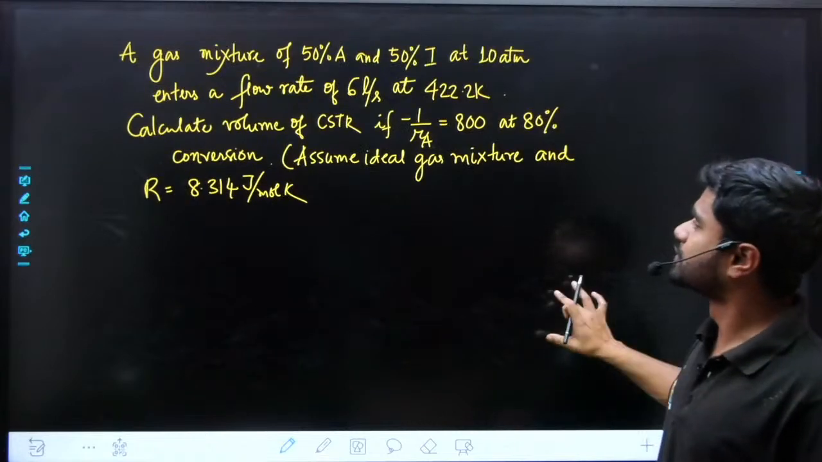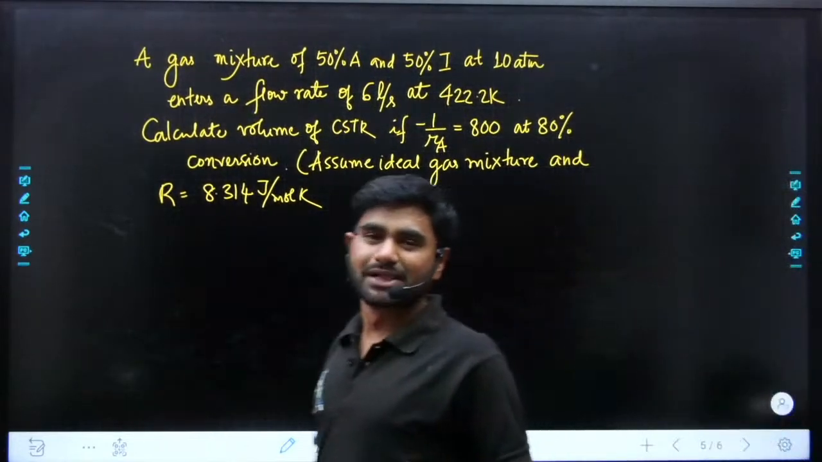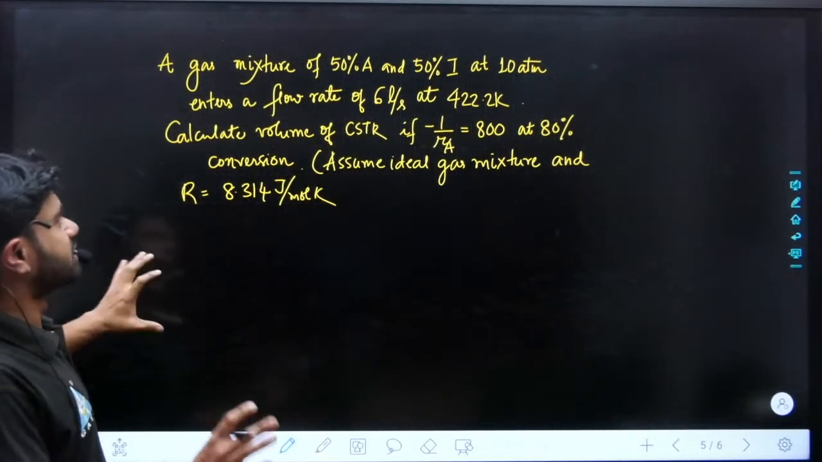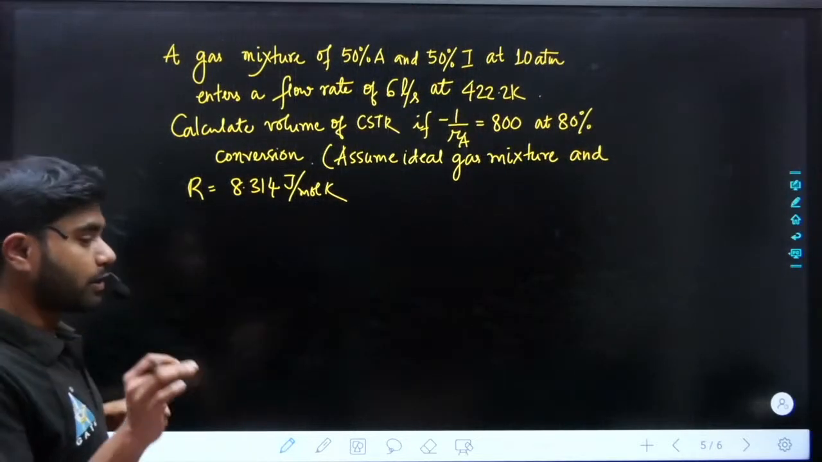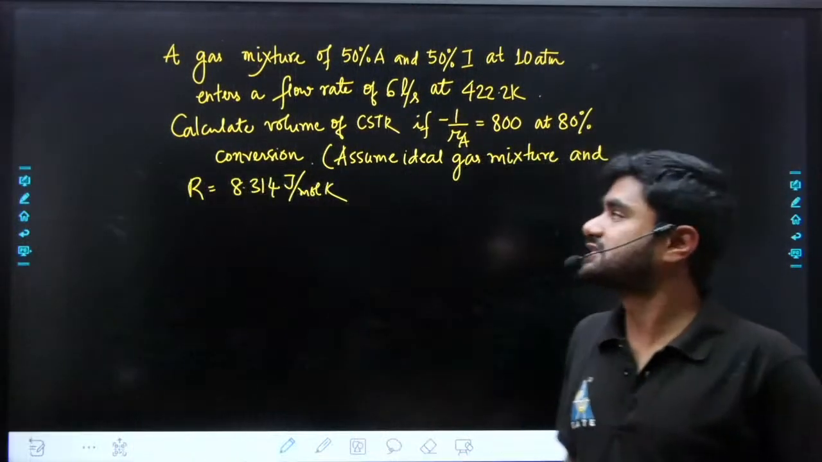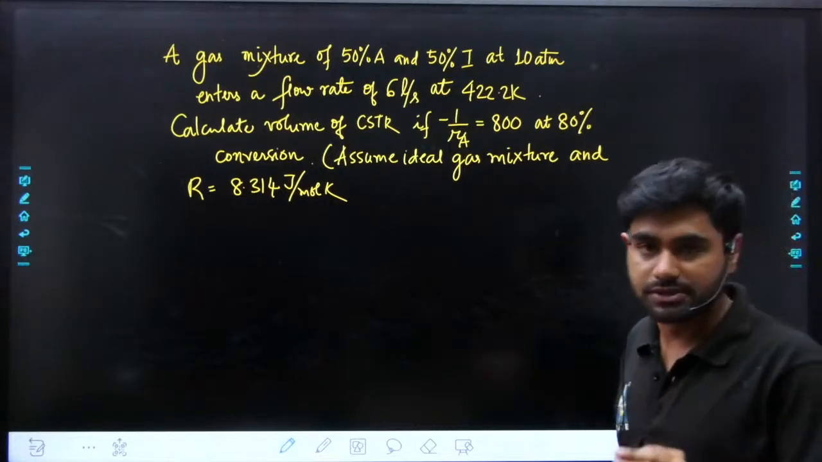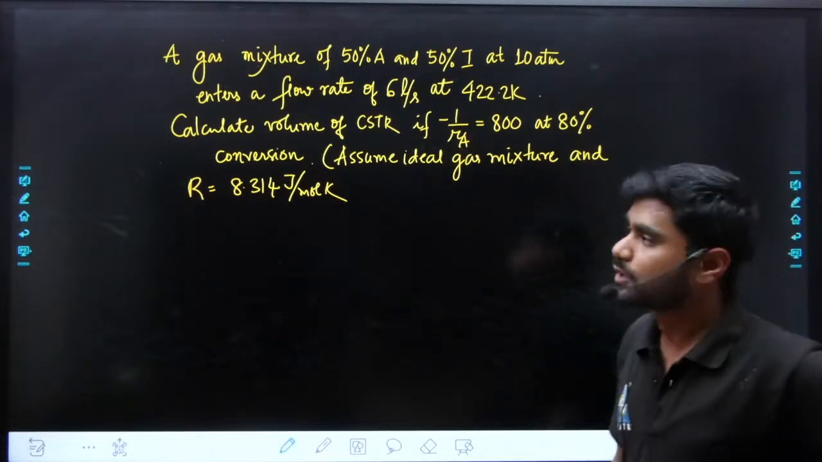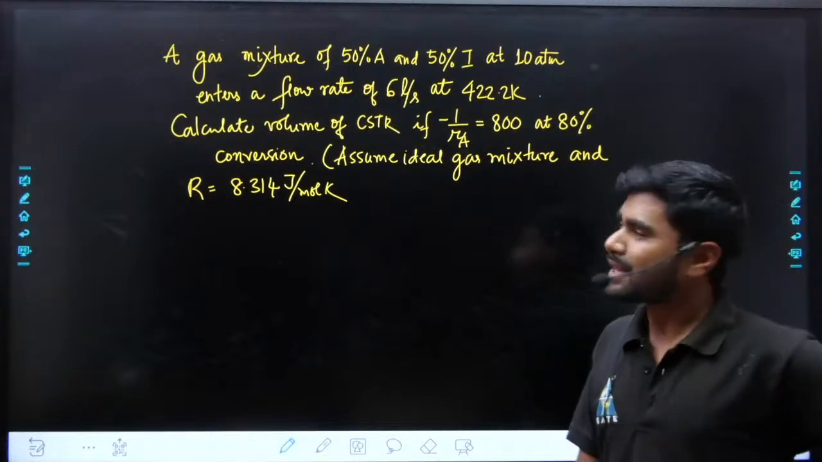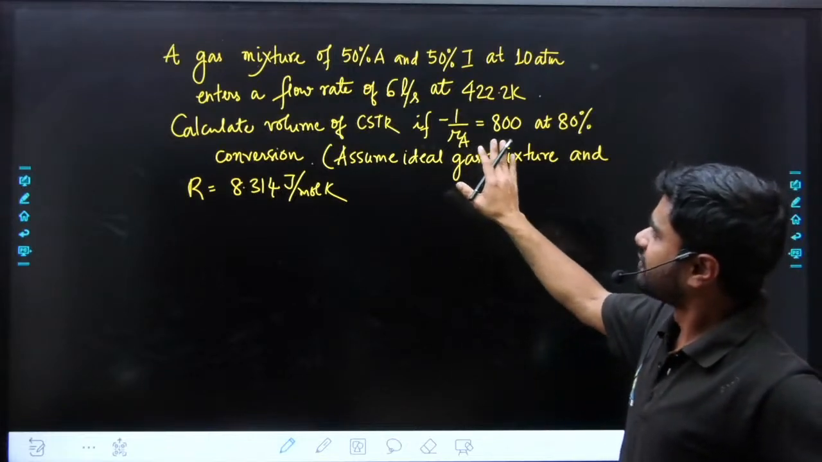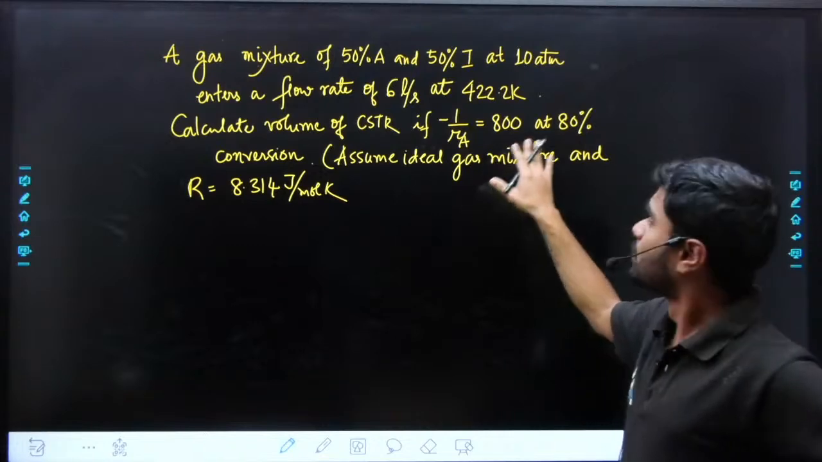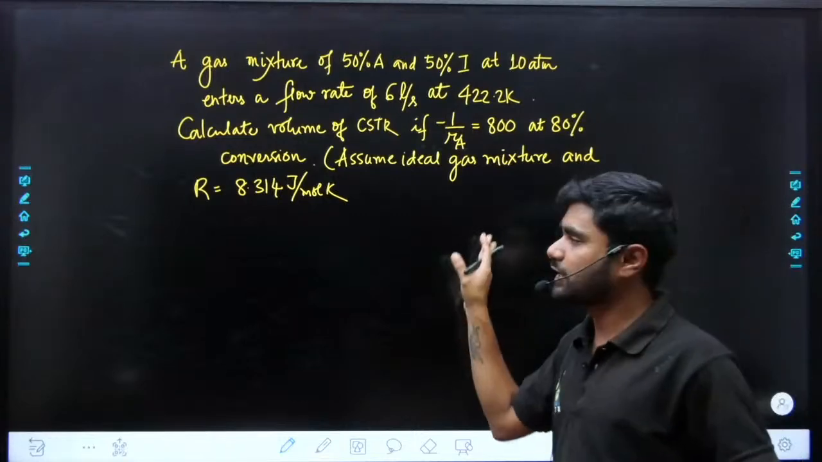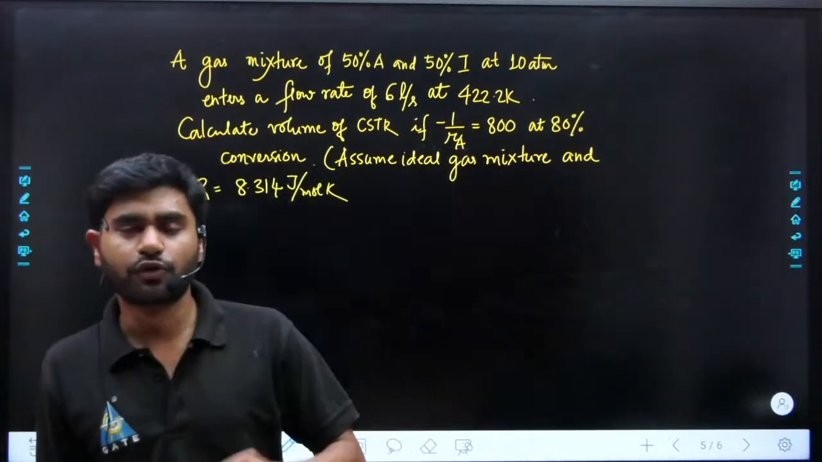The question number 1 is on your screen, just go through it. It's a very simple question, not a very tough one, on the basis of a gas mixture. Here it is 50% A and 50% inerts. At 10 atmospheres, it enters at a flow rate of 6 liters per second at a given temperature in Kelvin. Calculate the volume of the CSTR if the rate of reaction has this expression, with 80% conversion, assuming ideal gas, and the R value is given as 8.314 in SI units.